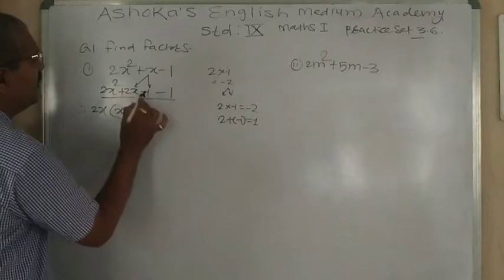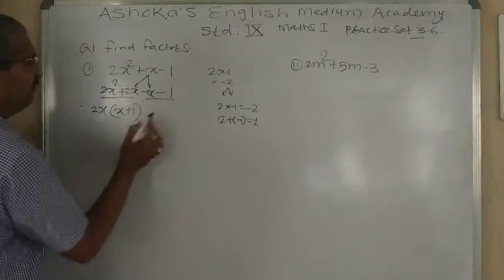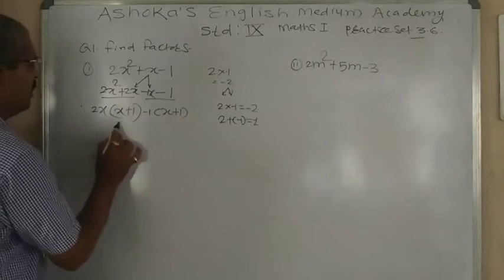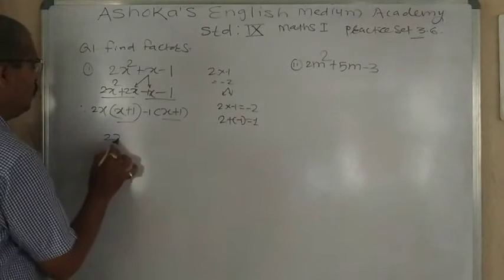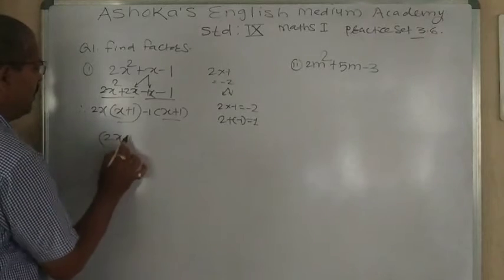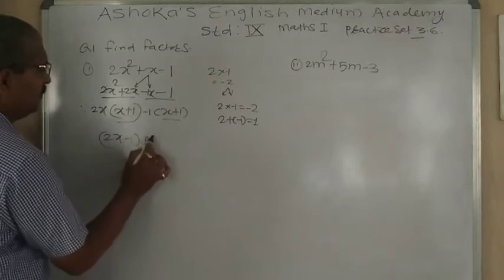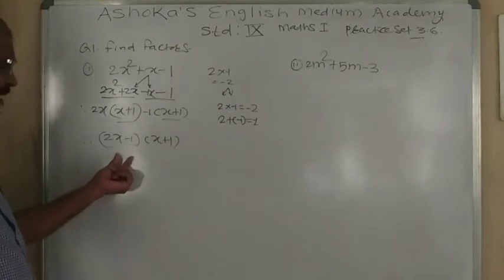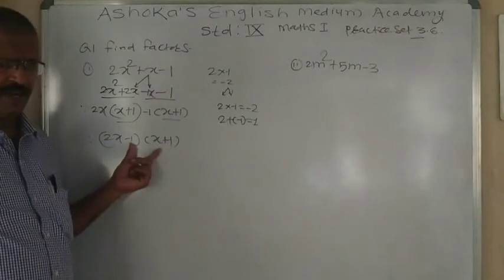From this, here we have to take 1, then minus 1 is taken out, and x plus 1 will remain. Now this is common. Therefore 2x minus 1 and the common term x plus 1. Therefore 2x minus 1 and x plus 1 are the factors.